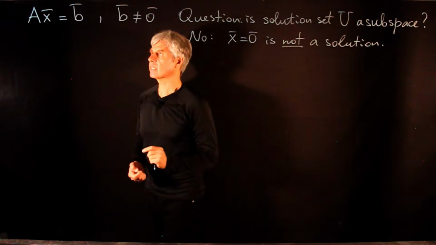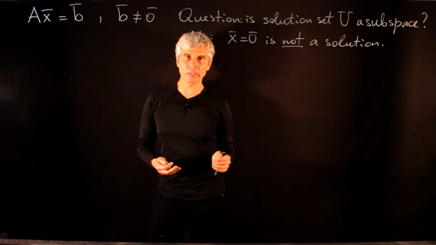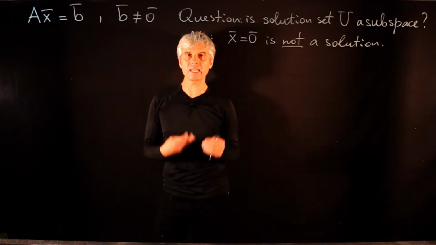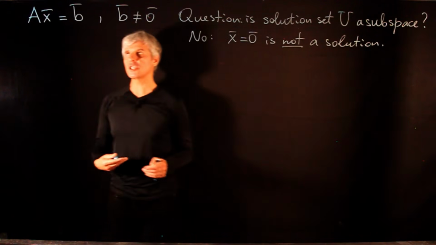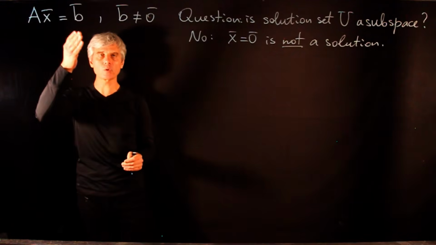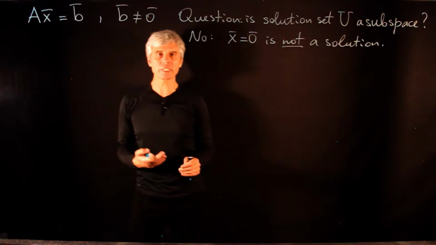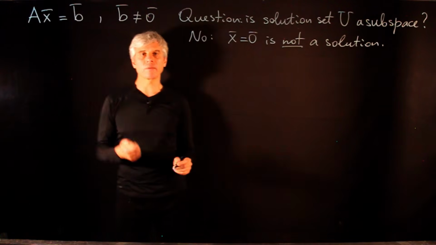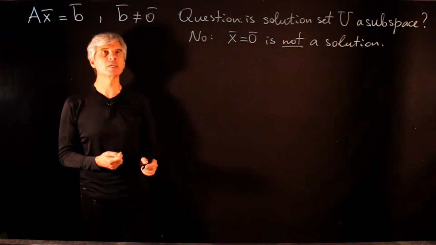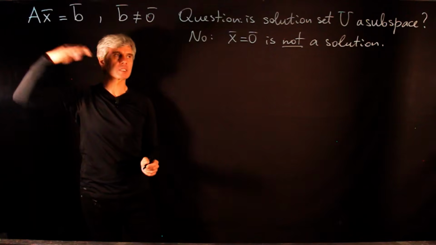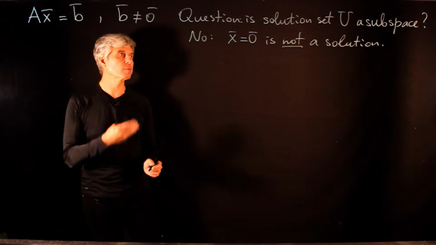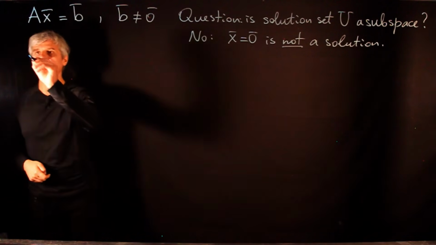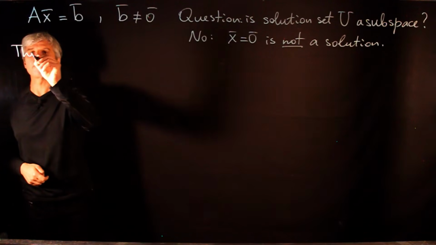So this means that for homogeneous systems of linear equations, solution sets are subspaces. For non-homogeneous systems of linear equations with the non-zero right-hand side, solution sets are not subspaces. However, there is a strong relation between solutions of inhomogeneous systems and solutions of homogeneous systems. And here, let us state the following theorem.